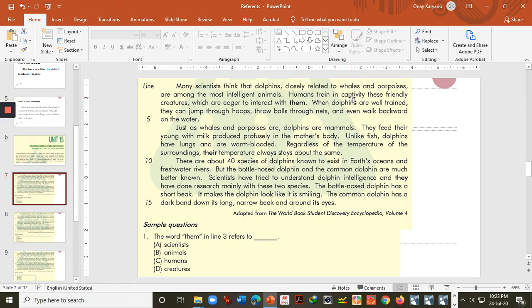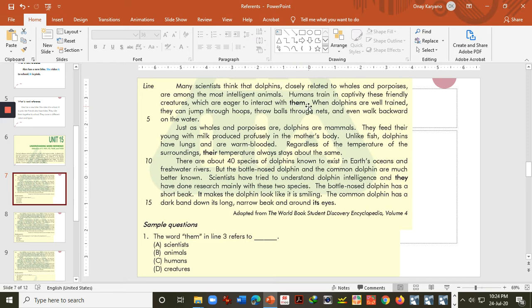Humans train in captivity these friendly creatures which are eager to interact with them. Oke, dan salah satu rumus yang biasa we can also use to identify this. Biasanya pronoun itu diletakkan sedekat mungkin dengan noun-nya. Tapi itu biasanya, not always, sometimes. Karena di TOEFL tidak mungkin rumus itu selalu langsung baku. Untuk menjebak bisa saja diletakkan lebih jauh.